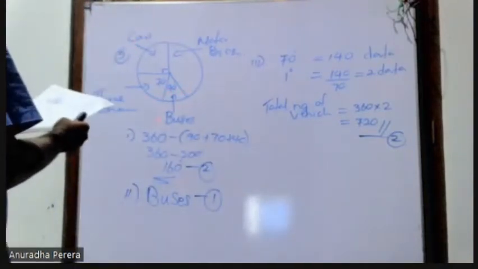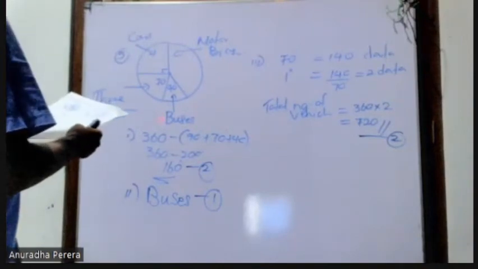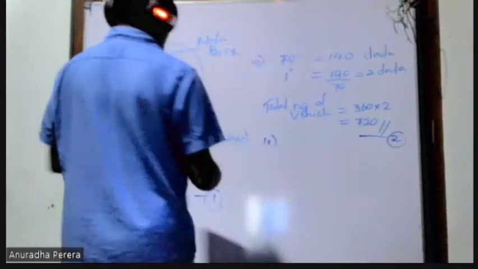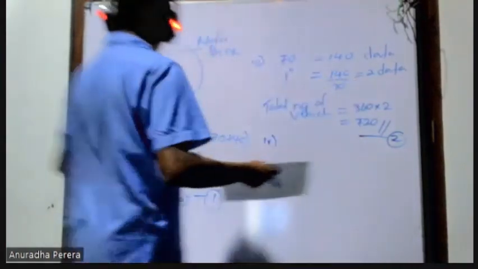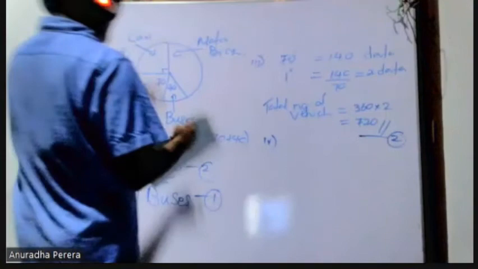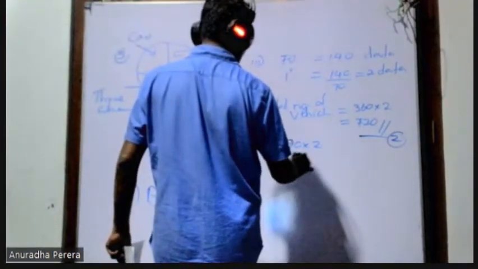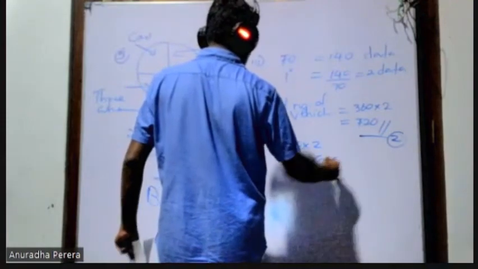How many cars travel? One degree means 2 data. The angle at the center for the car is 90. The 90 has to be multiplied by 2, 180 cars.